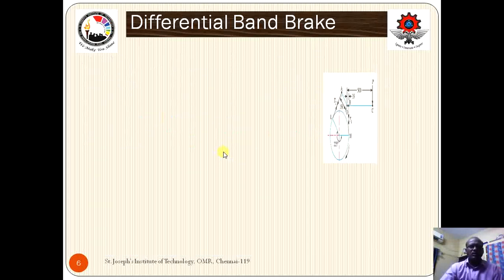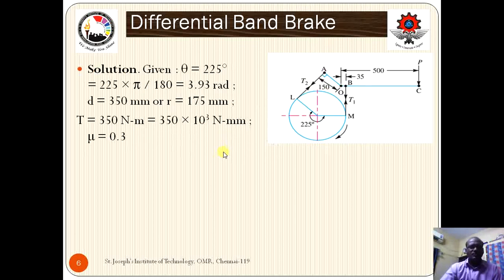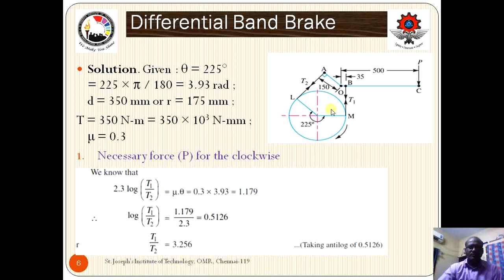Now we'll consider the first question: the necessary force for the clockwise direction. The clockwise drum direction is given, and you have to write the equation here. First, the tension ratio. T1 by T2 equals e to the power mu theta, or 2.3 log T1 by T2 equals mu theta. The mu value is given, the theta value is given. Substitute the theta value in radians, multiply by mu, and we get 0.5126. So the tension ratio T1 by T2 is 3.256.